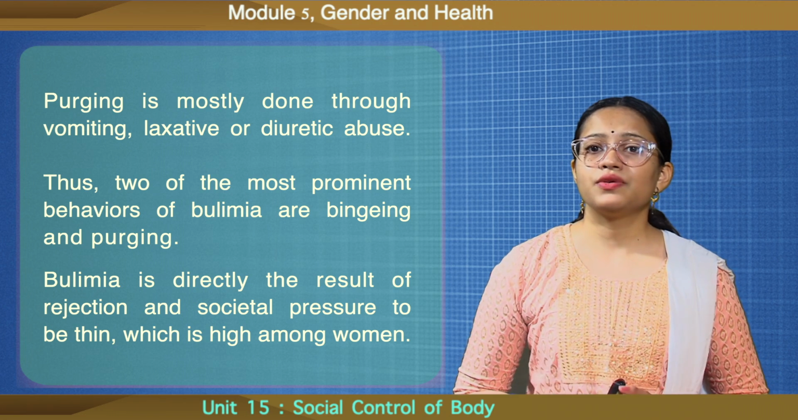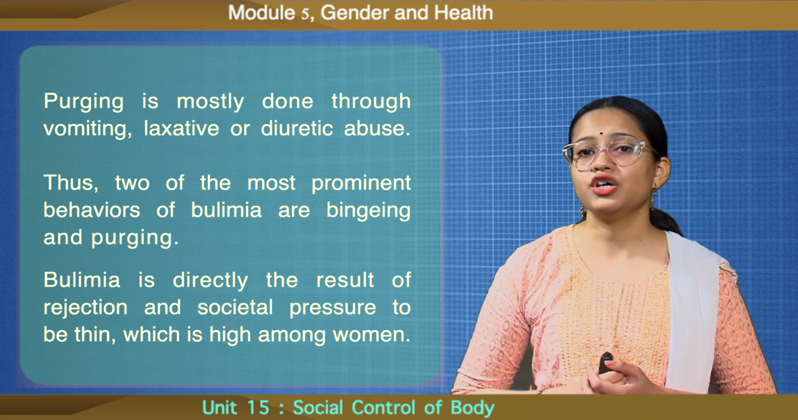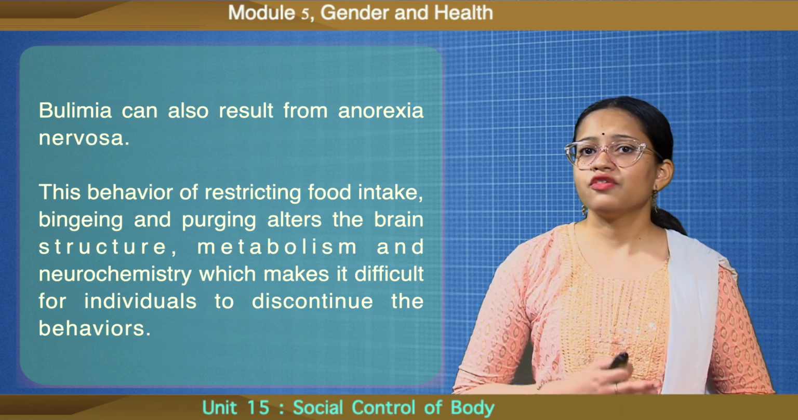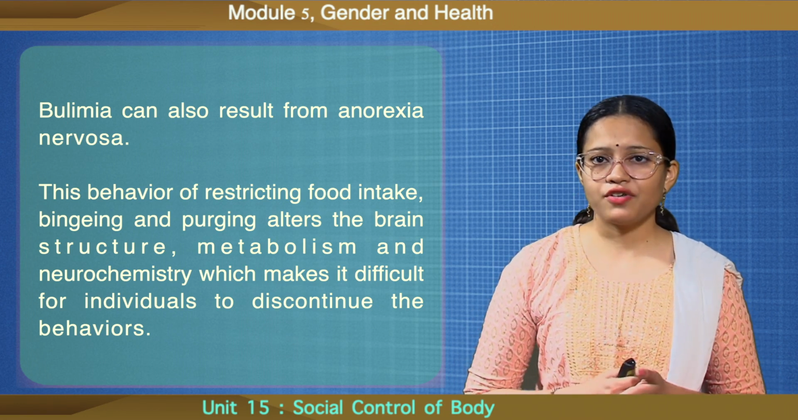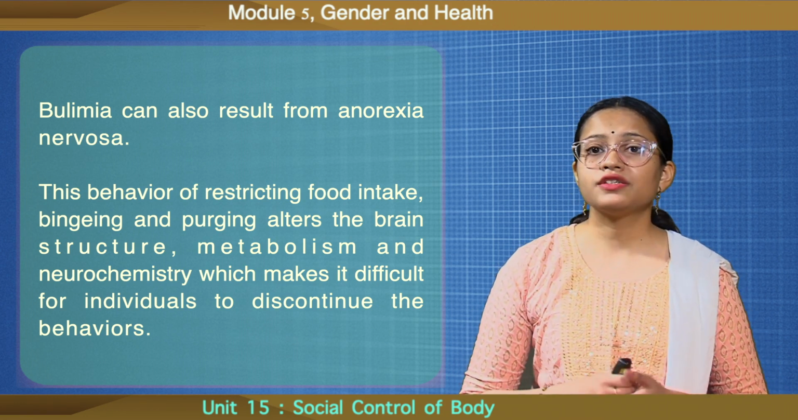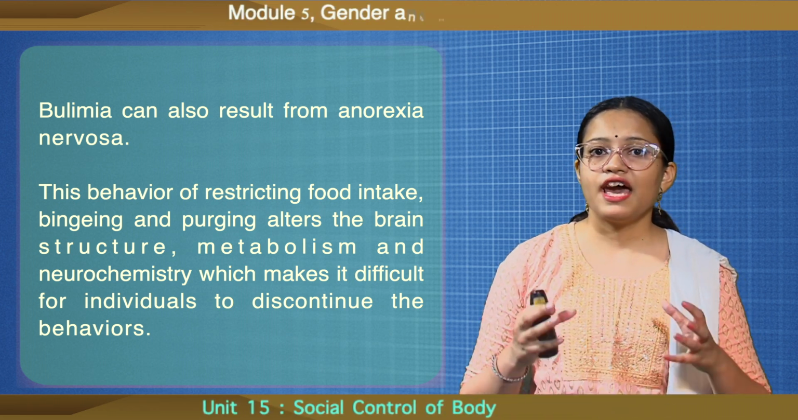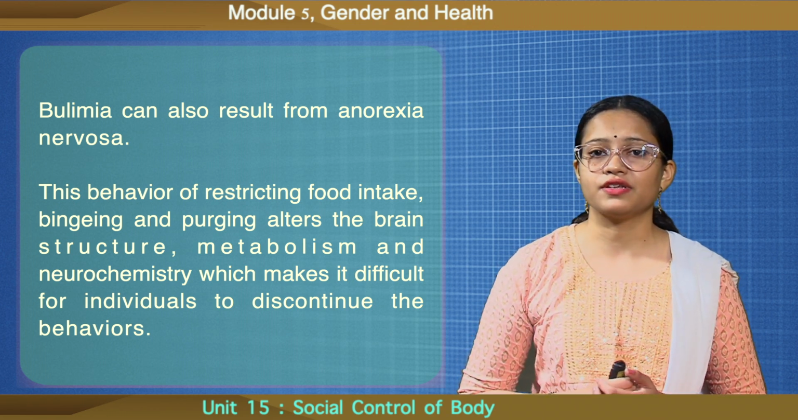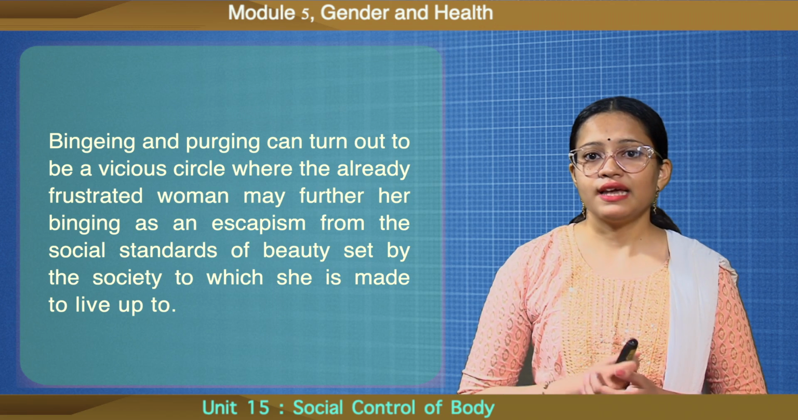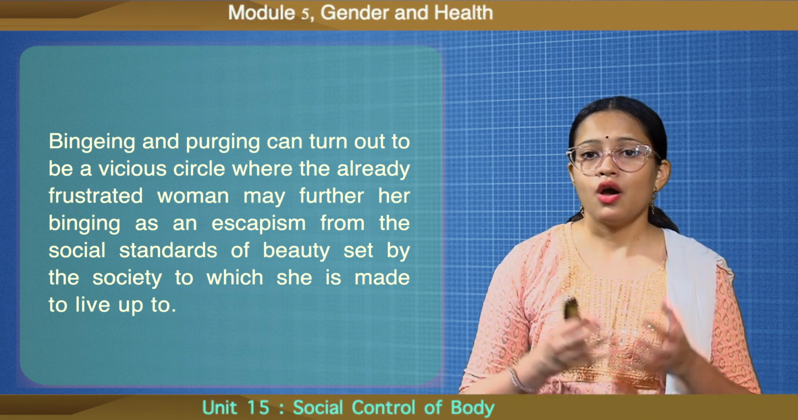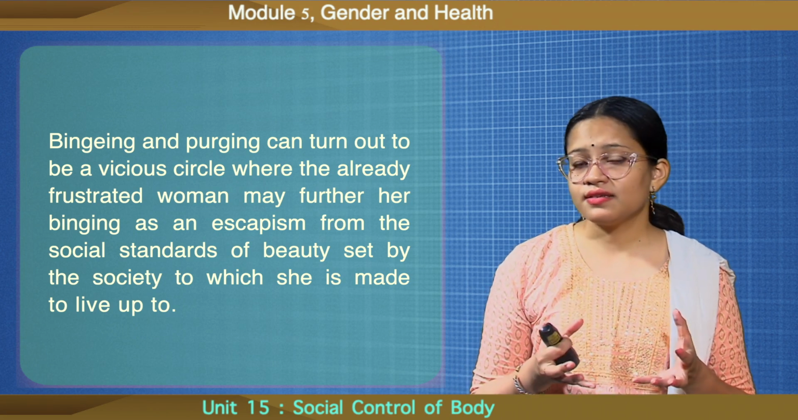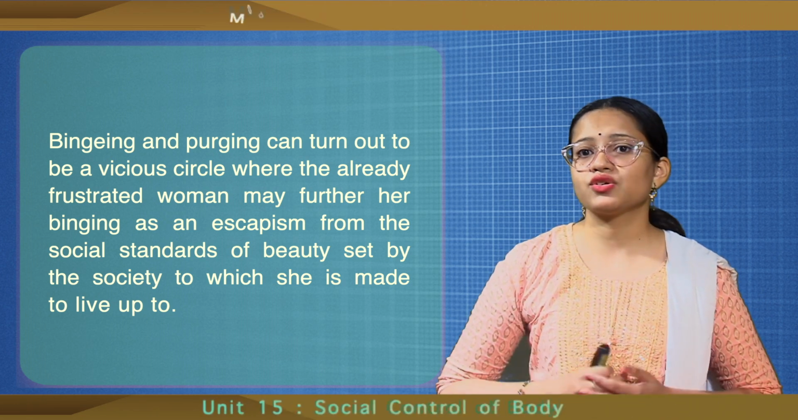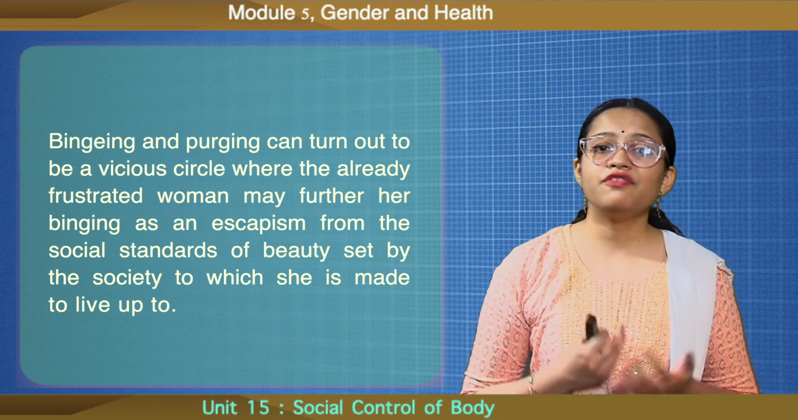Bulimia is directly the result of rejection and societal pressure to be thin, which is high amongst women. Bulimia can also result from anorexia. This behavior of binging and purging alters the brain structure, metabolism, and neurochemistry, which makes it difficult for individuals to discontinue the behaviors. Binging and purging can turn out to be a vicious circle where people further indulge themselves in escapism from the social standards of beauty set by the society which they might try to live up to.